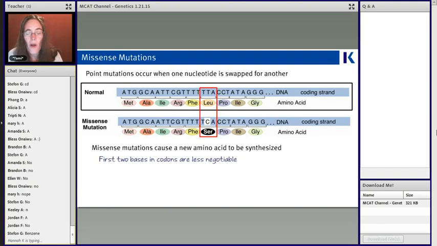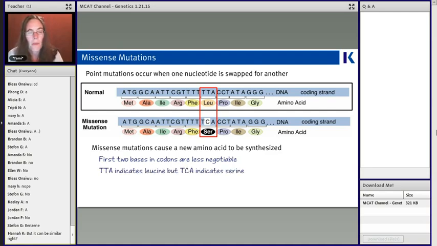Okay, first of all, if we change something in the first two bases, that's less negotiable. That usually changes the amino acid or does something else. Ah, but Hannah's got a good point. It could be a similar type. They could both be hydrophobic or they could both be acidic. If they're similar, typically the mutation is not as drastic. Okay? But it may be depending on where it is.